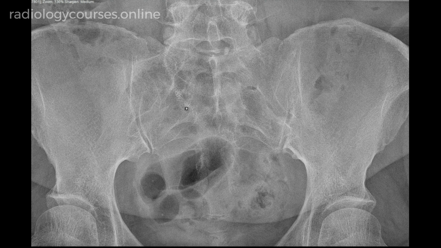So these features are very typical for suture material, very likely from small or large bowel surgery. Many times, unfortunately, as radiologists, we do not get the history of whether the patient had any abdominal surgery in the past, especially when we get a request for an X-ray of the pelvis.